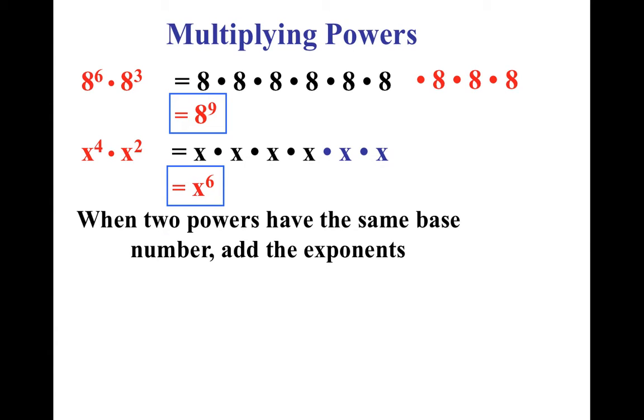When two powers have the same base number, you simply add the exponents. Notice 6 plus 3, 9. 4 plus 2, 6. Is it really that easy? Yes.